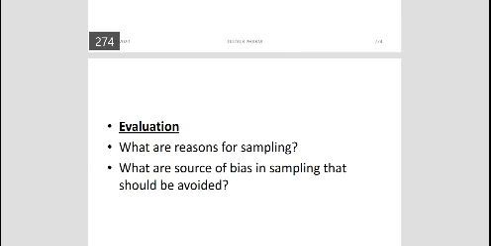Evaluation, these are the questions. If you understood the content of the session, at least you'll be able to tackle these evaluation questions. What are the reasons for sampling? Kwa nini tunafanya sampling? What are the sources of bias in sampling that should be avoided?